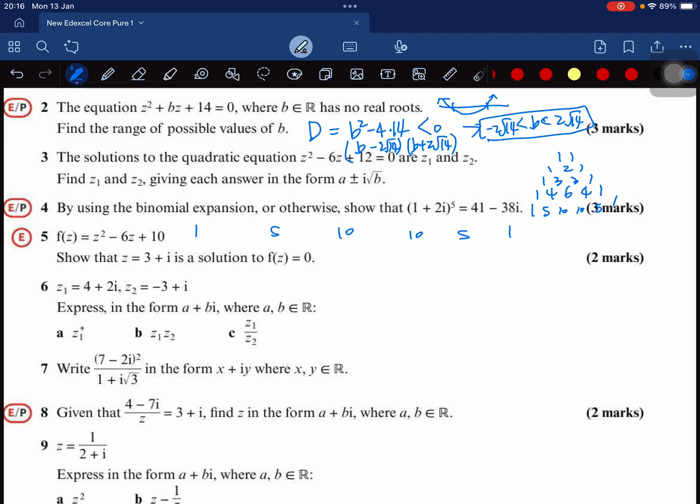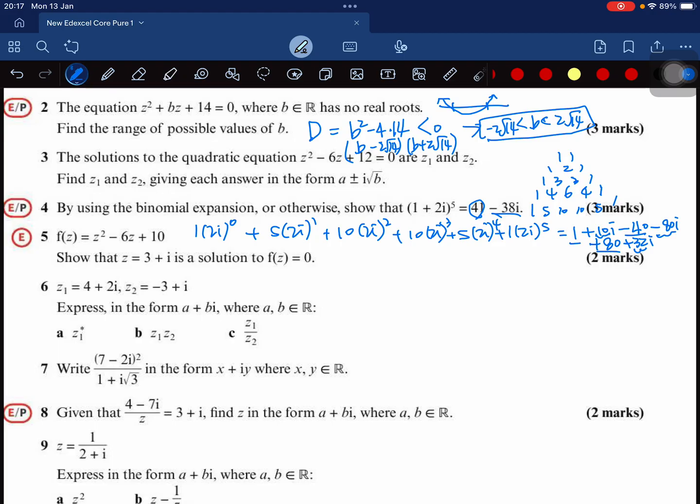Let's do that with the 2i. So 2i, start with 0. So 2i to the power of 0, 1, 2, 3, 4, 5. So the first one is 1, second one 10i, negative 40, negative 80i, plus 80, plus 32i. Therefore, the real part is 1 minus 40 plus 80, which is 41. And the imaginary part is 10 minus 80 plus 32, which is negative 38i.